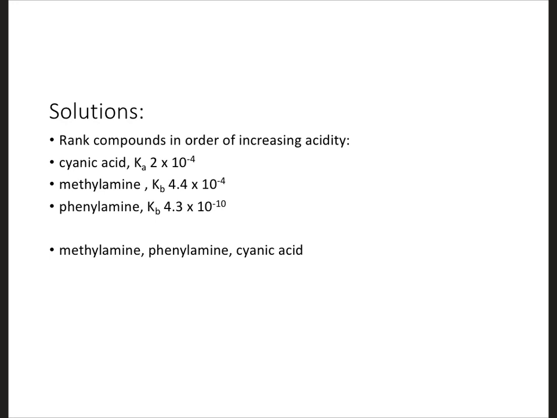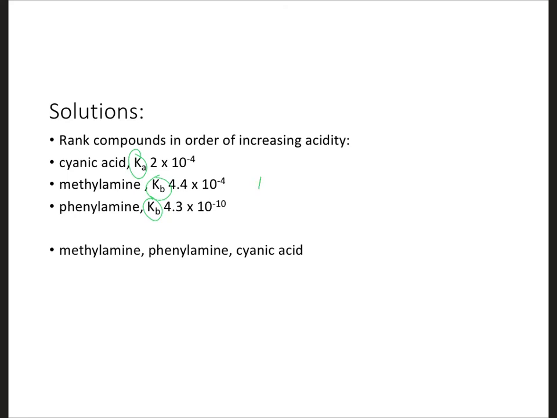Okay, so on this slide, they're trying to trick us again. If we look, we have a Ka value, a Kb value, and a Kb value. So we need all of these to be on the same scale in order for us to evaluate them. So with the cyanic acid, we already have things in the Ka scale, and we're trying to find things that are going to be the most acidic. So let's go ahead and try to convert those Kb's into Kas.